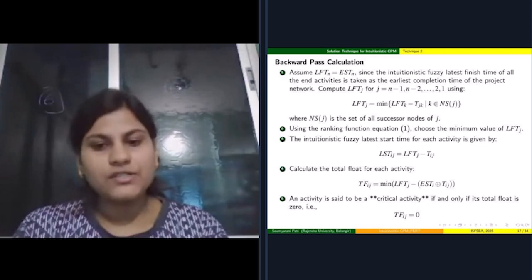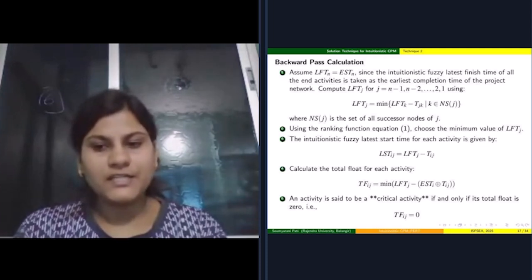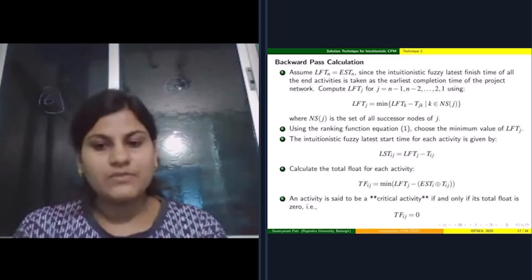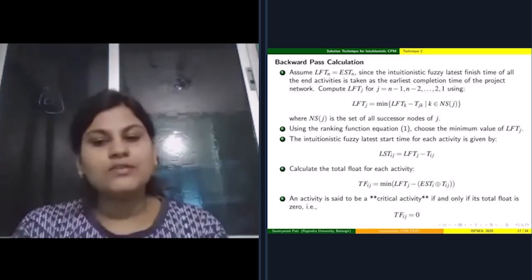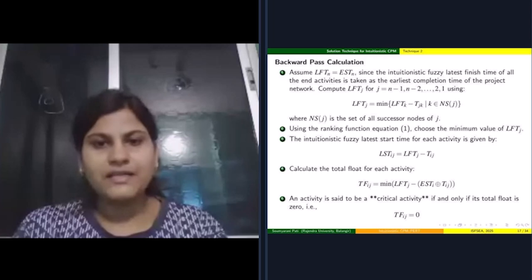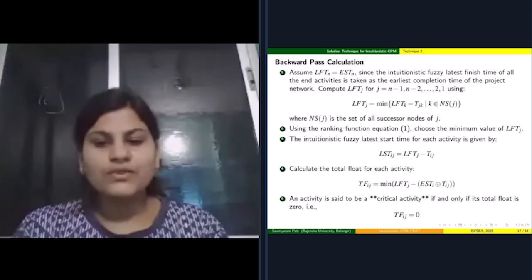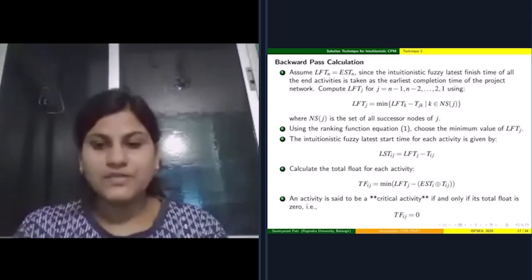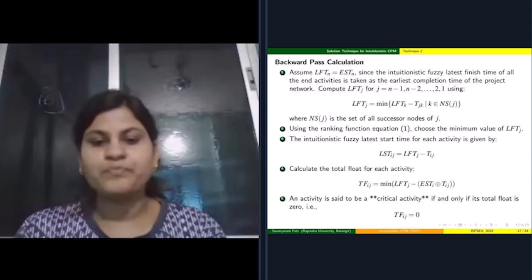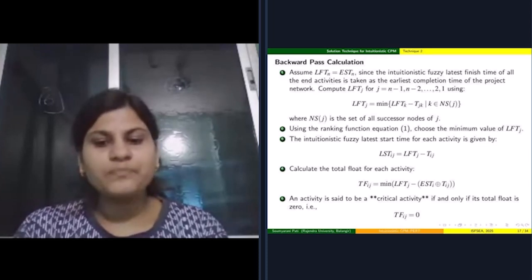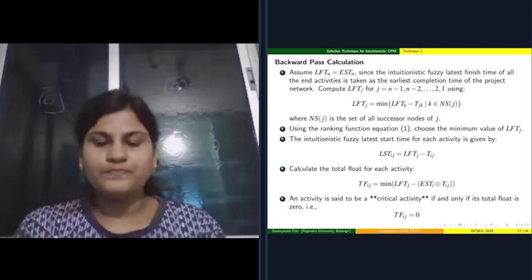The Intuitionistic 4G latest start time for each activity is latest start time is equal to latest finish time minus the activity time. Then calculate the total float for each activity. Total float is equal to minimum of latest finish time minus earliest start time minus the activity time. An activity is said to be a critical activity if and only if its total float is 0.